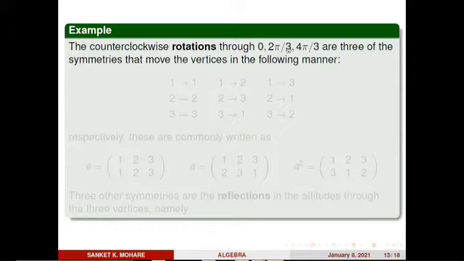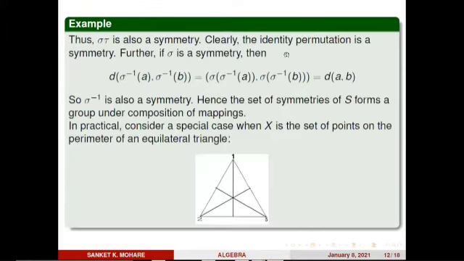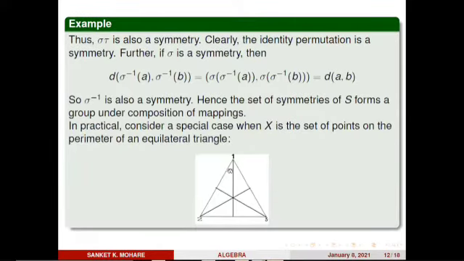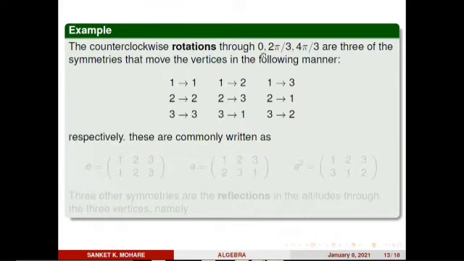Pi by 3 means what? 60 degrees. Why did I choose pi by 3? Because each angle of an equilateral triangle is 60 degrees. These are 3 of the symmetries. So these rotations are the symmetries that move the vertices in the following manner. Let's see how it occurs. Suppose I choose angle 0 degree, the first rotation at 0 degree, what changes? 1 remains at its place, 2 remains at its place, 3 remains at its place.